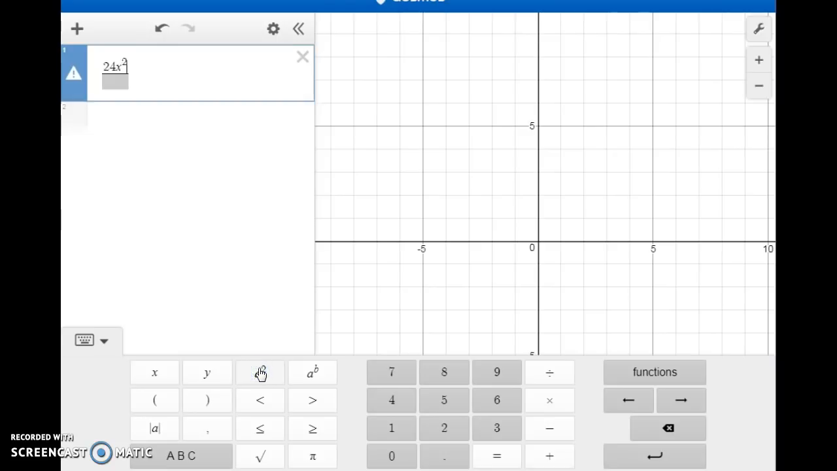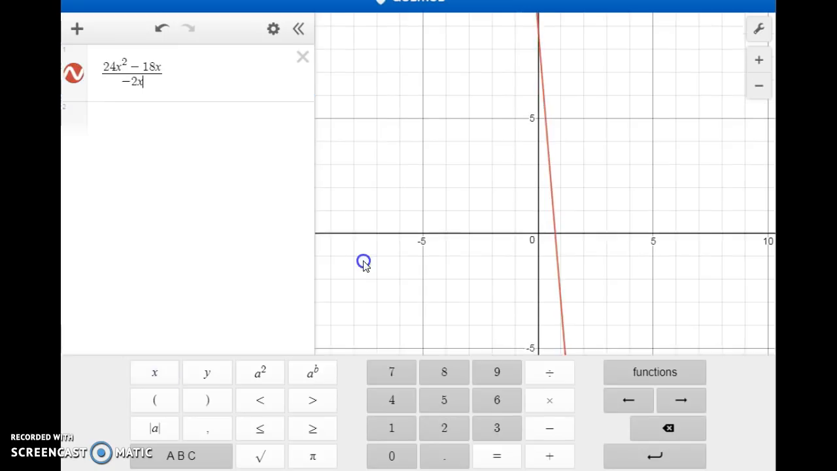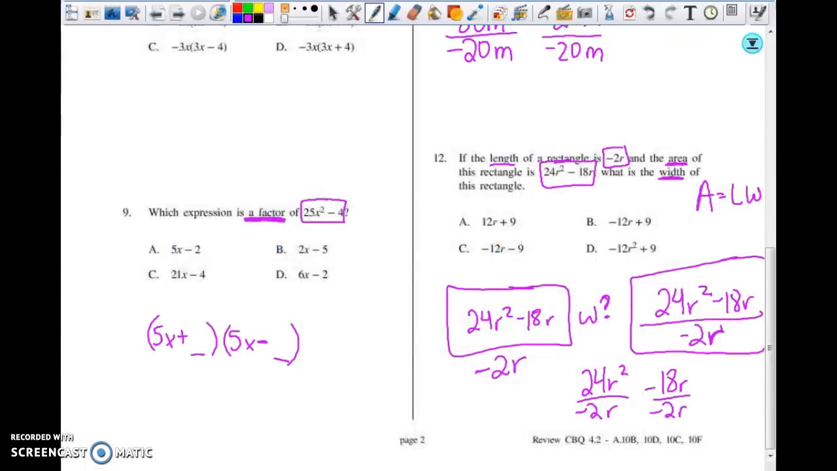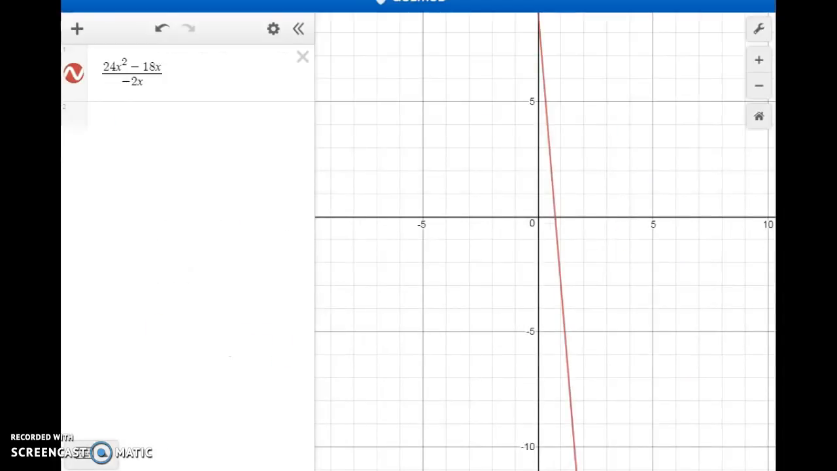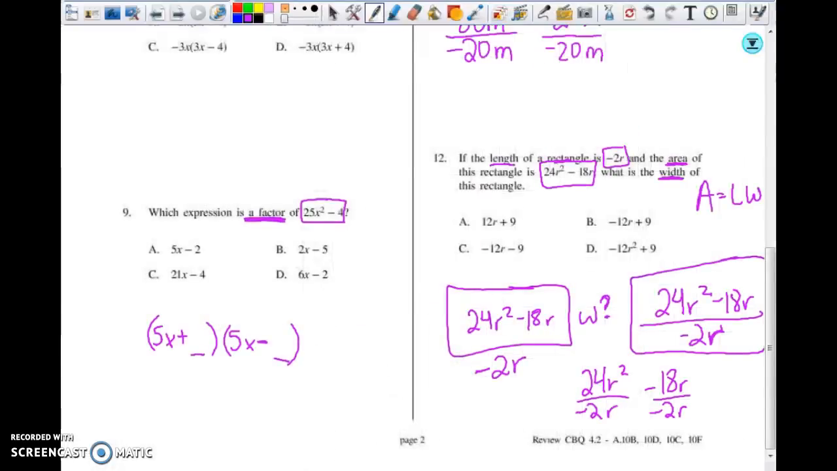24x squared minus 18x. And the bottom is negative 2x. So again, it gives you a line. So if you get the right answer, you just check A, B, C, or D. And if it's the right answer, they will give you a matching graph. Okay, so very similar to number 11.